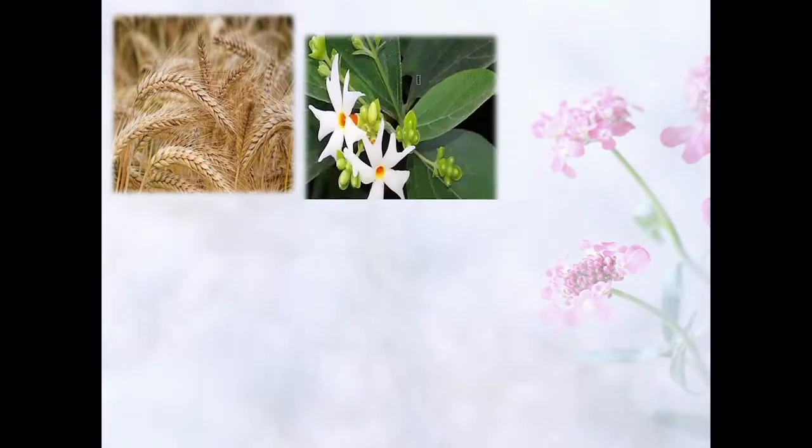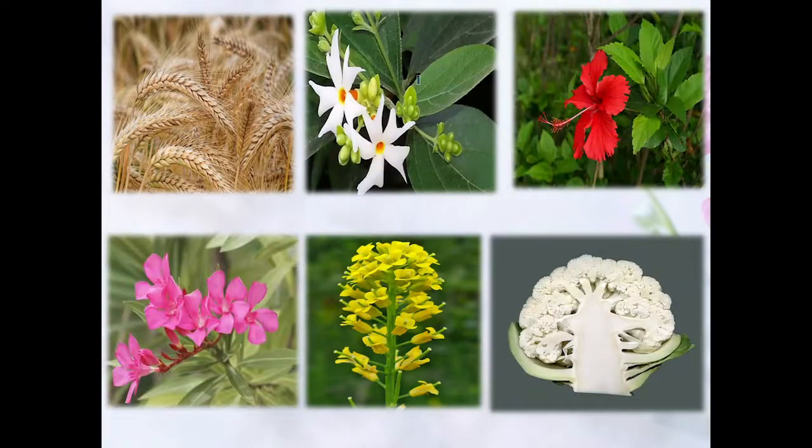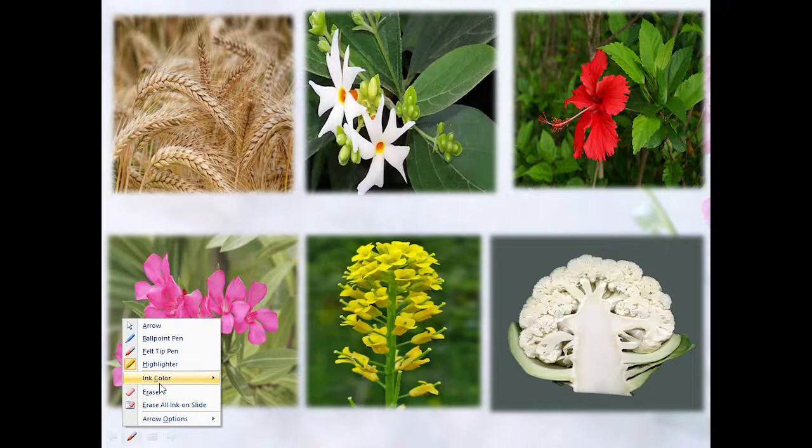Now we'll see some pictures. Let's see, what pictures are we having? First we are having the wheat, next the harsinger, next hibiscus, then nerium, mustard and cauliflower. Can you tell me what inflorescence is seen here? Please tell me. Can you? No. So let me tell you.